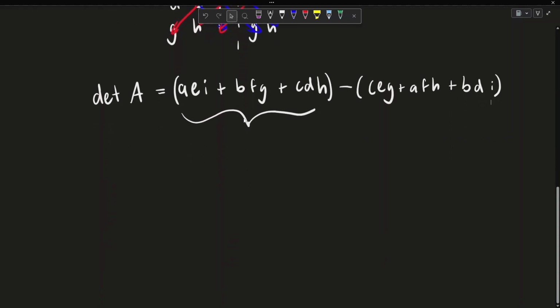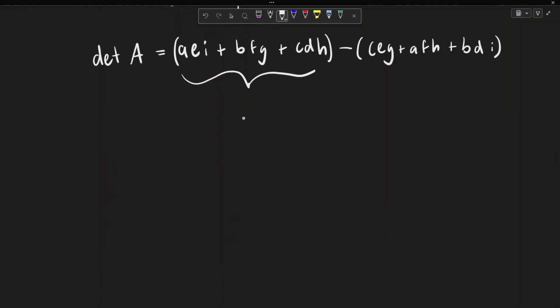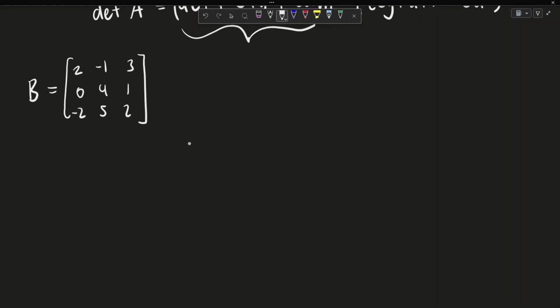So let's show a numerical example of utilizing this rule. So let's say we have a new matrix B, which is equal to [2, -1, 3; 0, 4, 1; -2, 5, 2]. Now you could memorize this whole expression, but it's easier and more intuitive in a lot of ways to just draw out the two columns. So what we have is 2, -1, 3, 0, 4, 1, -2, 5, 2, and then our two new columns, 2, -1, 0, 4, -2, 5. And then we can once again draw out our arrows.